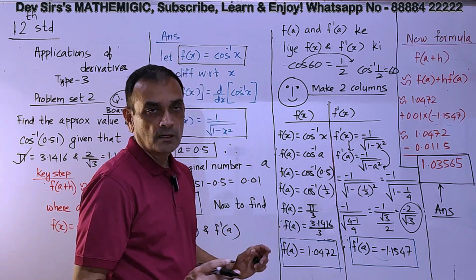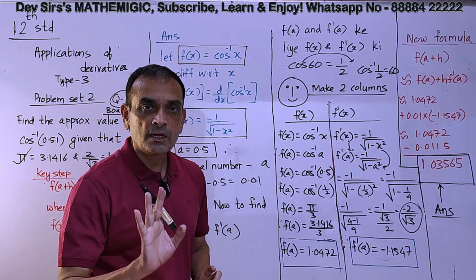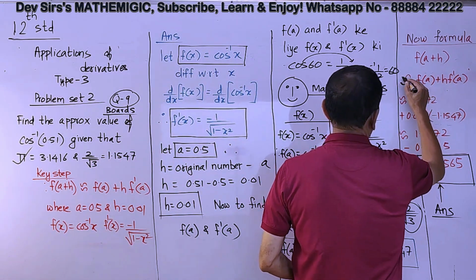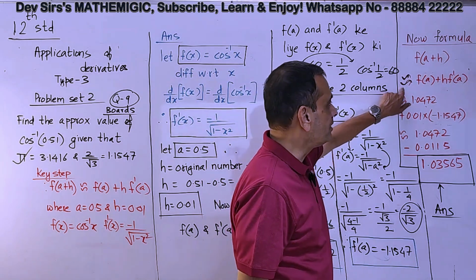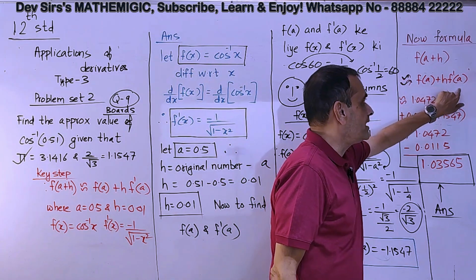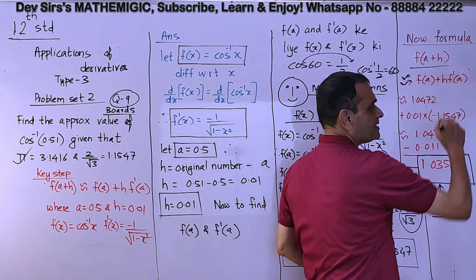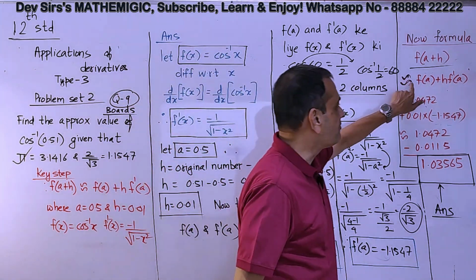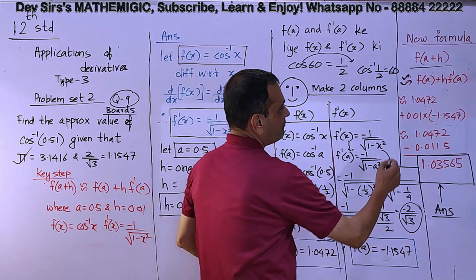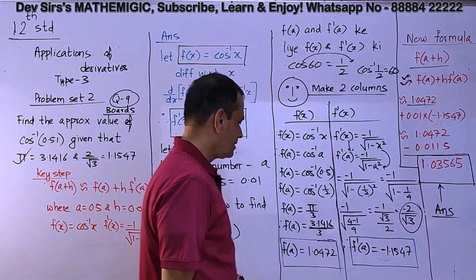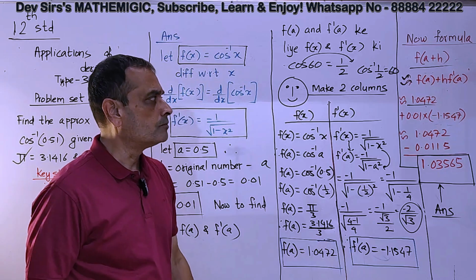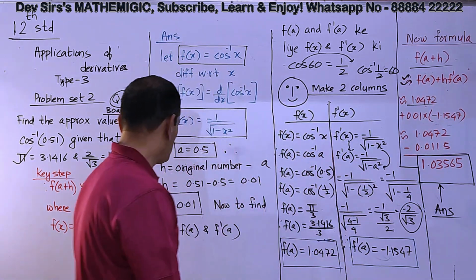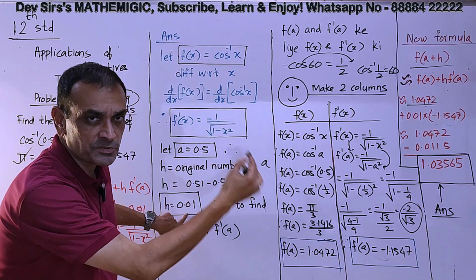After getting that, remember everything is over except for the approximation formula. F of a plus h is approximately equal to, there is a symbol for approximately equal to f a plus h f dash a. अभी ये क्या है? लेफ्ट हैंड साइड मीन्स वॉट एवर इज आस्क्ड. क्या पूछा है? cos inverse 0.51. That value is equal to, substitute the value. What is the value of f a that we have got? 1.0472 plus what is the value of h we have got? 0.01. इसलिए सब मार्क करके रखो to substitute later on.